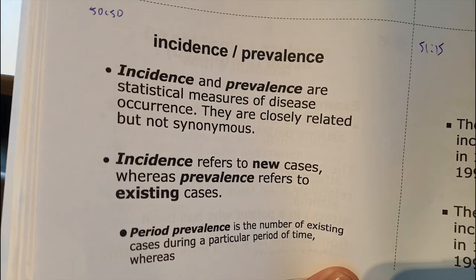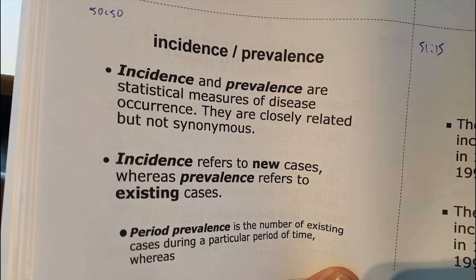Incidence and prevalence are commonly confused. Incidence and prevalence are both statistical measures of disease occurrence in a population. But the thing I'd like you to remember, and you probably already know this, is that incidence refers to the new cases, and prevalence refers to all the cases, the total cases at any time.